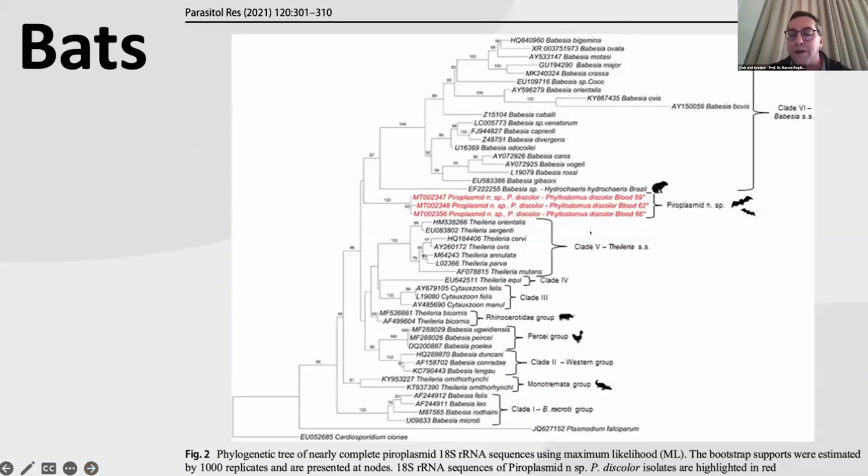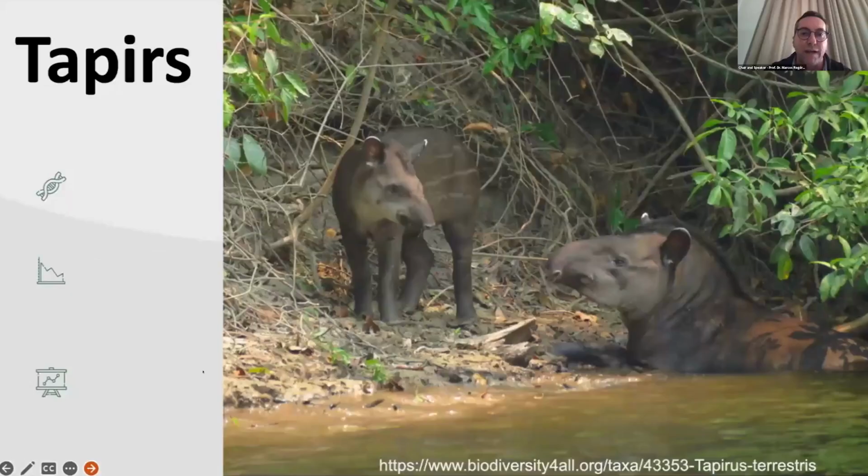And what about the phylogenetic position of this piroplasmid from bats? Right here, you can see that, again, we have another distinct phylogenetic clade that comprises only piroplasmids that we detected in Phyllostomus discolor from central western Brazil. So we have added two more phylogenetic clades to those that have been previously supported by Jalovecka.